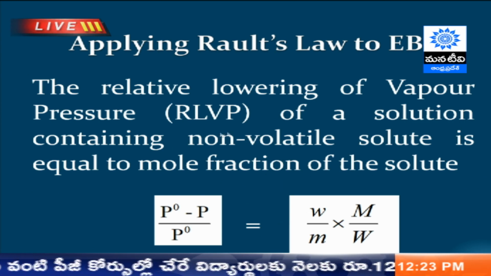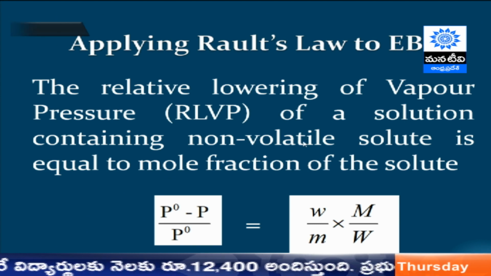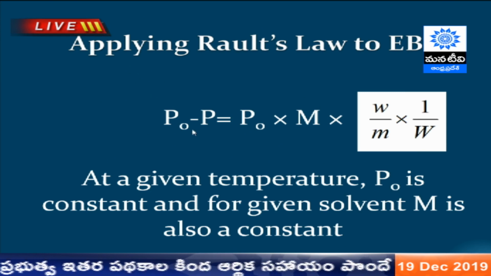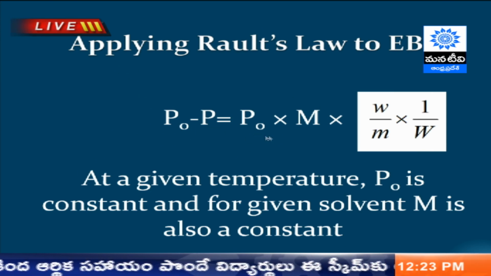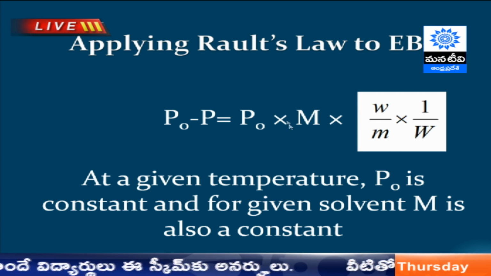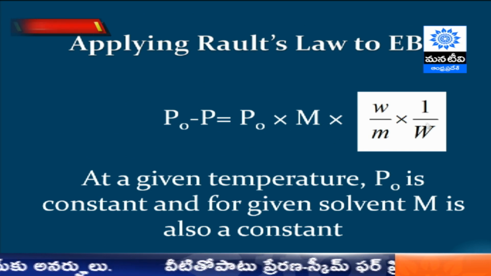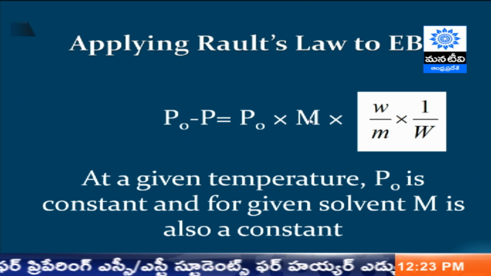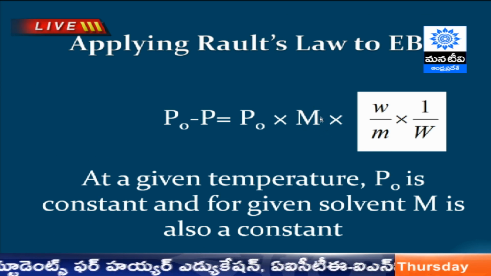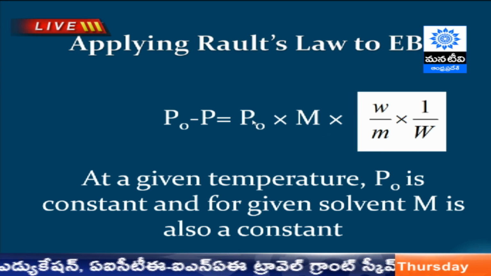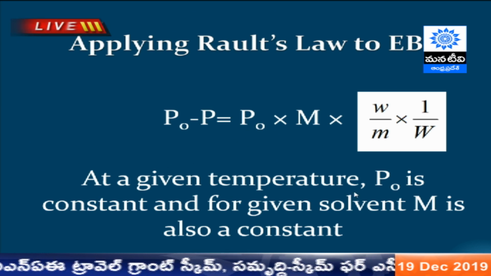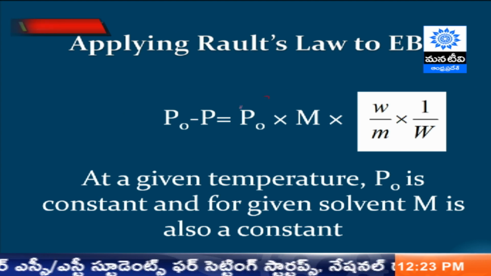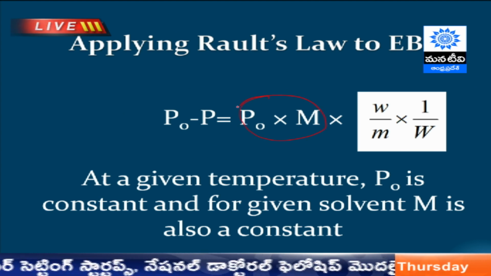Now, this has already been stated. Let us apply this to the boiling point issue also. P0 minus P is equal to P0 into molecular weight of the solvent into W by M into 1 by W. I have brought the M to the other side, because the molecular weight of a solvent is also a constant and P0 is also a constant at a given temperature. Hence, this whole term will become a constant.